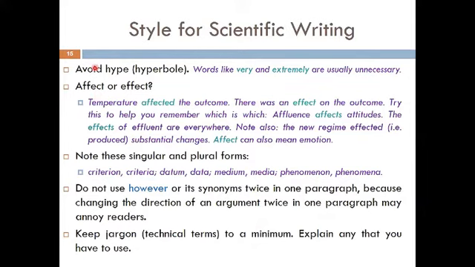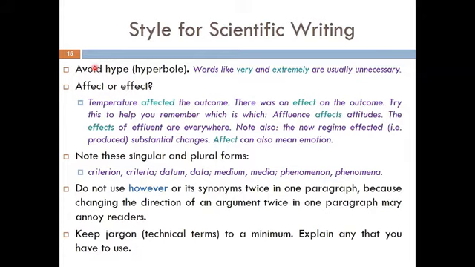And some authors also interchange these words, affect and effect. That should also be looked at whenever we are writing. Like "temperature affects the outcome", "there was an effect on the outcome". So we should know the difference on when we want to use affect or effect. Then we should note the singular and plural forms: criterion, criteria, data, datum, medium, media, and phenomenon and phenomena. Those are words whose plural and singular are often used interchangeably, which is not right.